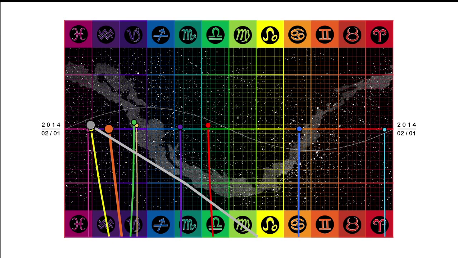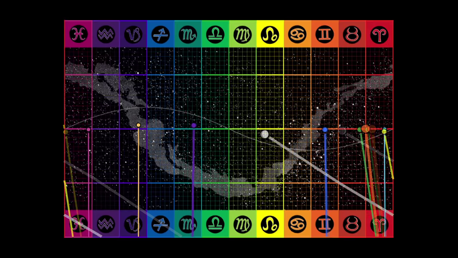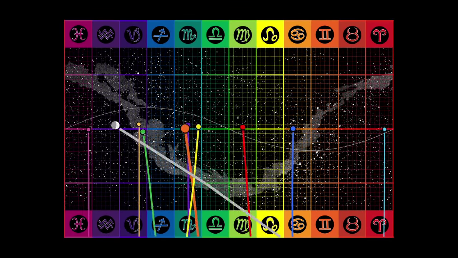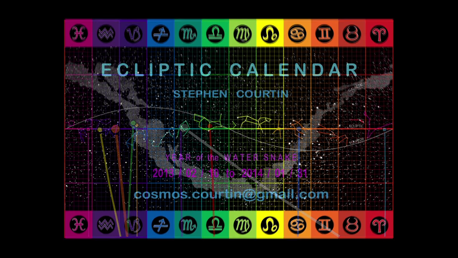The ecliptic calendar provides both astronomers and astrologers a practical scientific method to study the astral phenomena. This could shine some light on the age-old question of, what time is it?